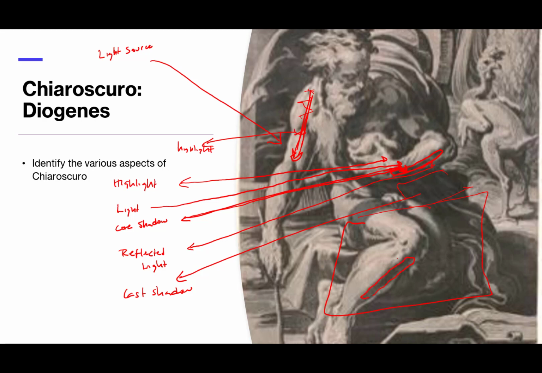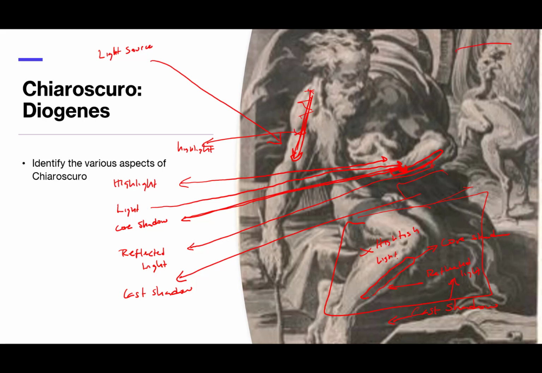So the core shadow should be pretty easy to identify too, as well as the cast shadow, right? This is cast shadow here. This is core shadow here. This is highlight here, right? And this is light, and then this is reflected light. So hopefully that helps you get a sense of how to identify it, and it's not in one place. There's multiple areas that you could do it.